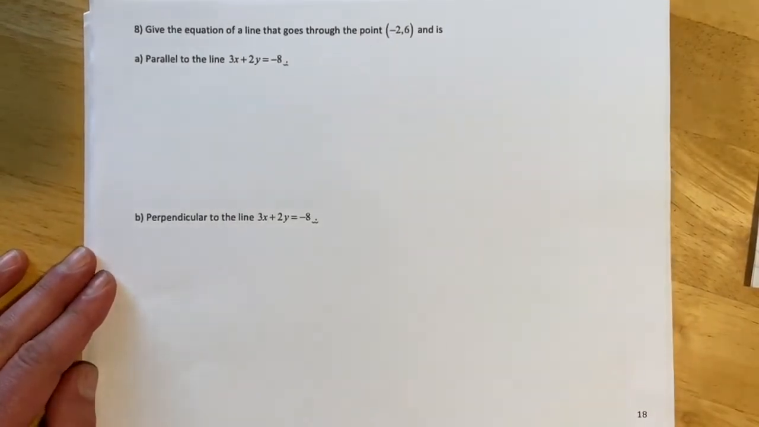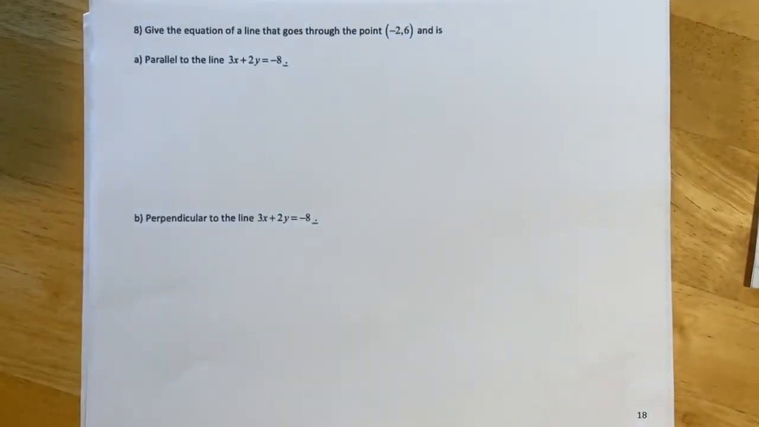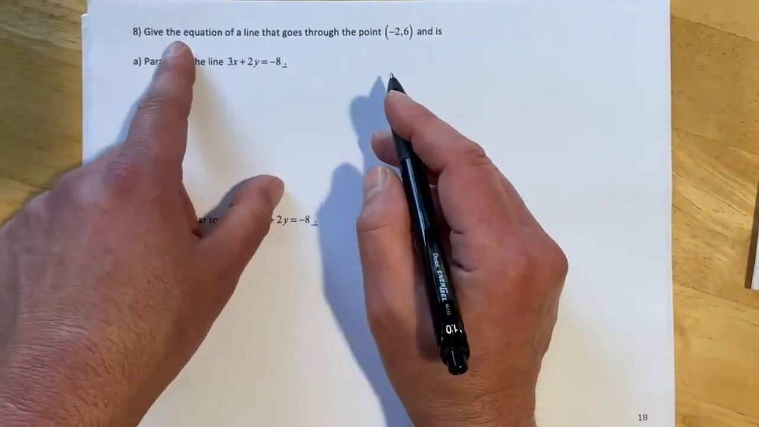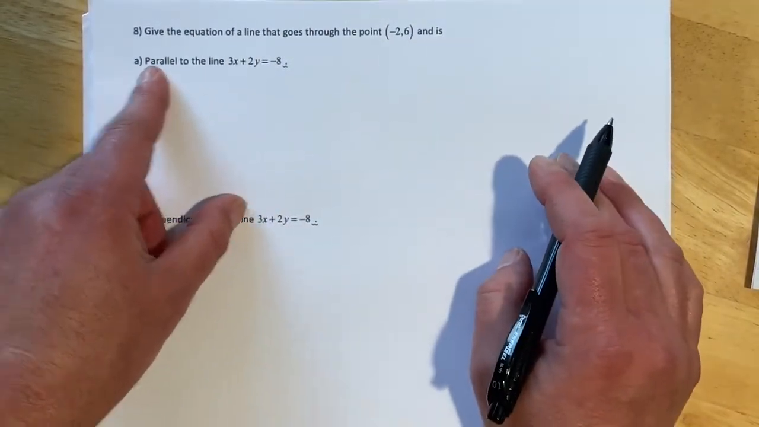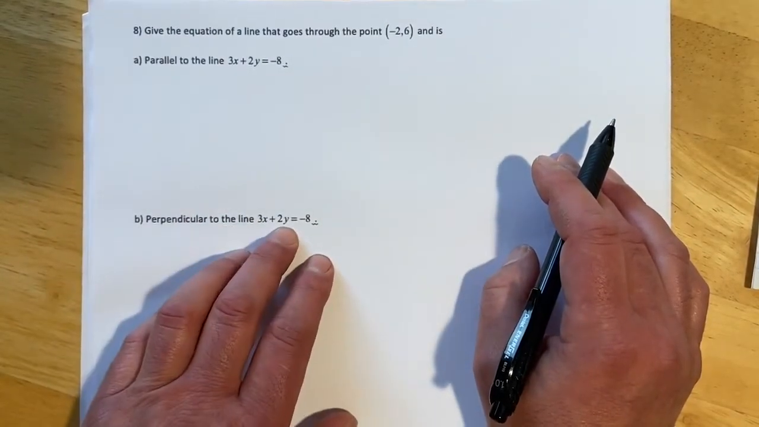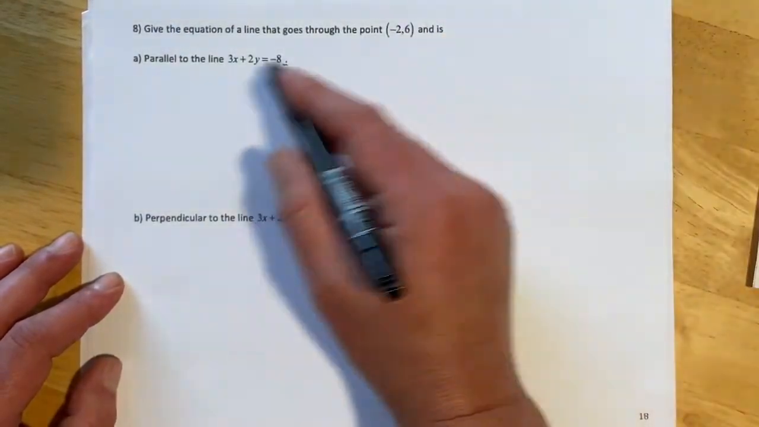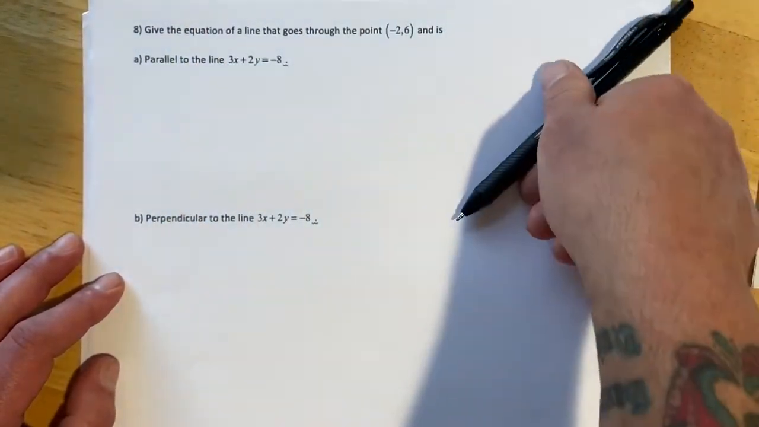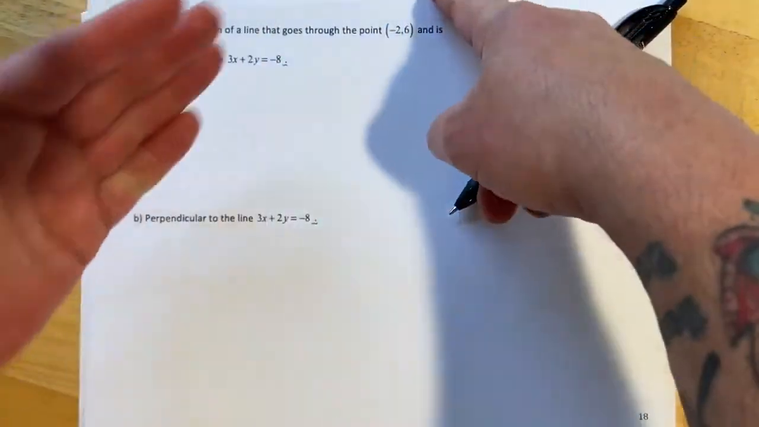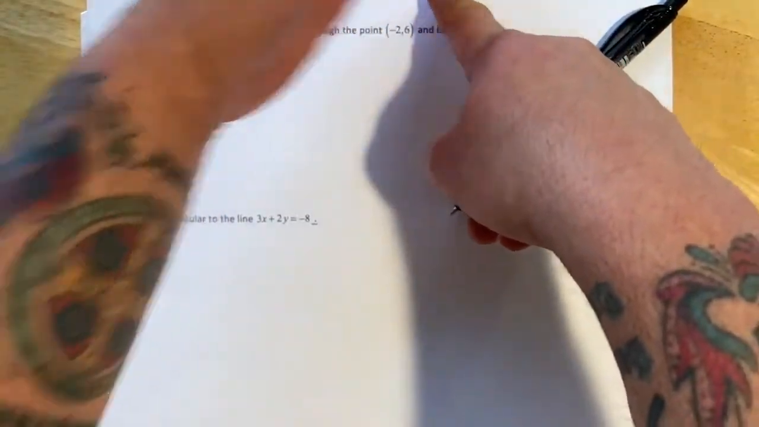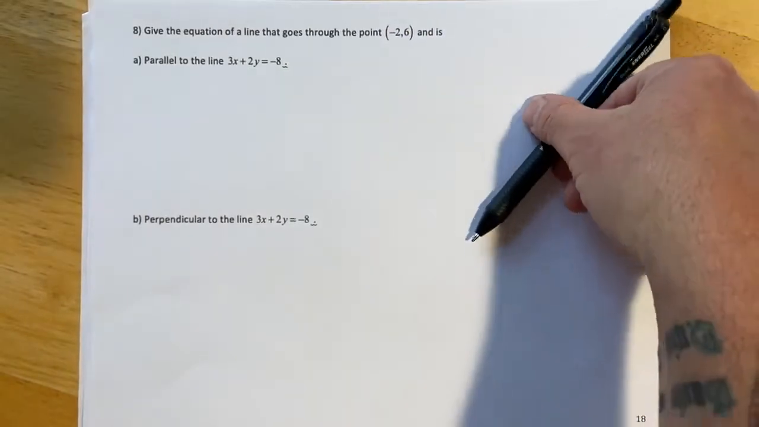And then what we're going to do with that, at least for now, is just use this to practice finding equations of lines. Give the equation of a line that goes through the point (-2, 6) and is, in the first case, parallel to this equation, and in the second case, perpendicular. So we have some line out there, and this point where x is -2, y is 6, and we want to find the equation of the line parallel to the given one, and also perpendicular through this point.